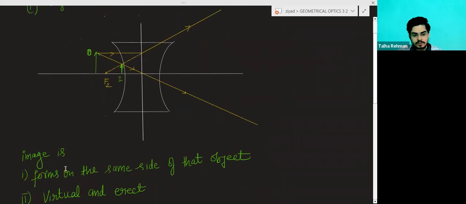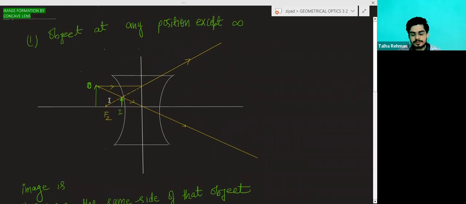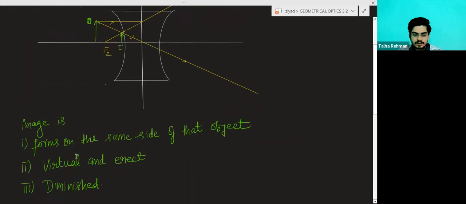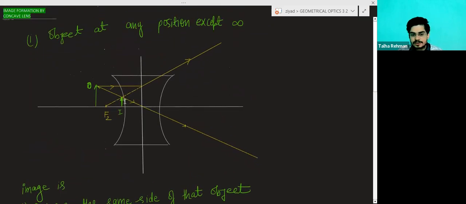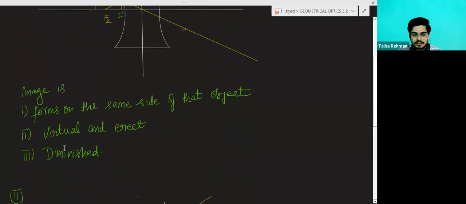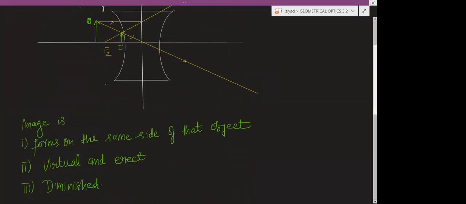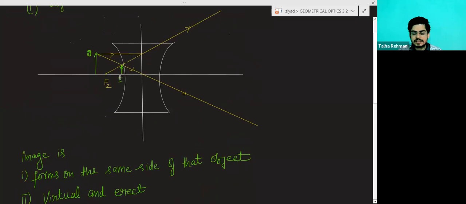So this image is formed on the same side of the object. You can see here, both are on the left hand side. Virtual and erect, because rays are not actually meeting. We have produced this ray. That is why this image is virtual and erect. Diminished means smaller in size. So this image will be smaller in size as compared to the object.